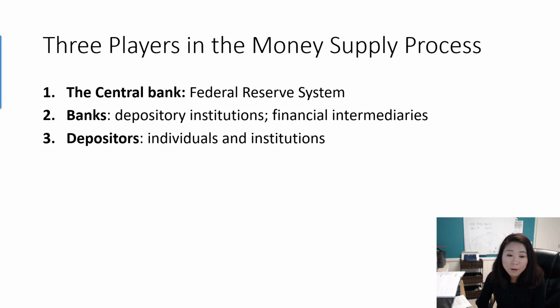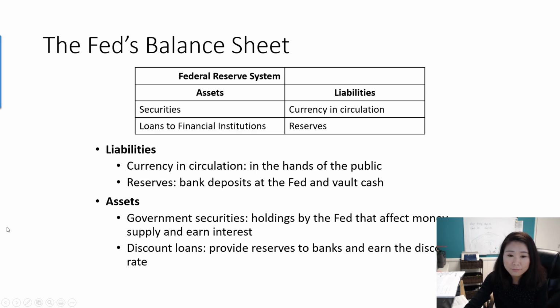Of the three players, the central bank is the most important. The Fed conducts monetary policy, which involves actions that affect its balance sheet, and to which we turn now. After we understand the three major players, now we're going to focus on the Fed. As I said, the Federal Reserve is the most important player. So what do their T accounts look like? Which means what are their assets and what are their liabilities.